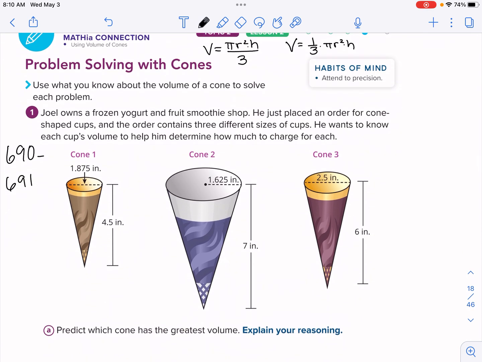So, problem solving with cones. It says Joel owns a frozen yogurt and fruit smoothie shop. He just placed an order for cone-shaped cups, and the order contains 3 different sizes of cups. He wants to know each cup's volume to help determine how much to charge for each. This is something that entrepreneurs or people that own their own business have to figure out, right? They have to know how to price their items, because if it's priced too expensive, then maybe people won't buy it. But if it's priced too cheap, then maybe people will buy it, but he's losing out on earned income. So you've got to find a good area there.